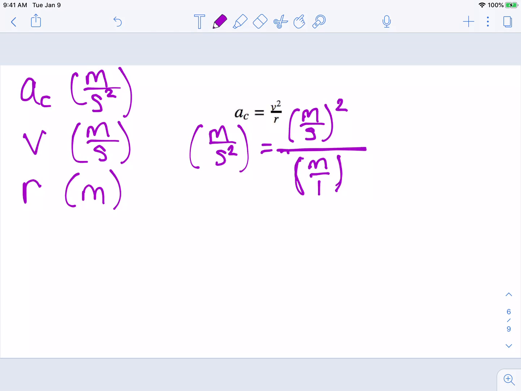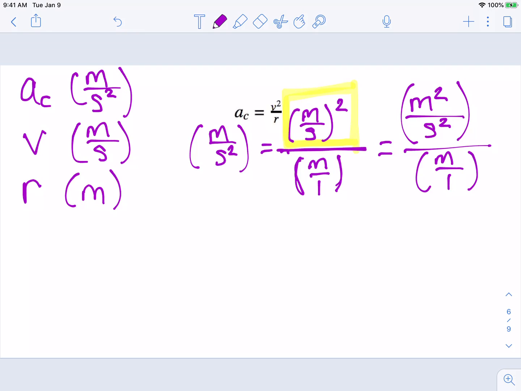All right. Before I do anything else, I'm going to take care of this square. I need to distribute that square to both the meter and the second that's in there. So let me do that first with a rewrite. And I think just for space, I'm going to write that over to the right here. So that's going to be meters squared divided by seconds squared. And that's in my numerator. Divided by, the denominator is still just meters, or meters over 1.